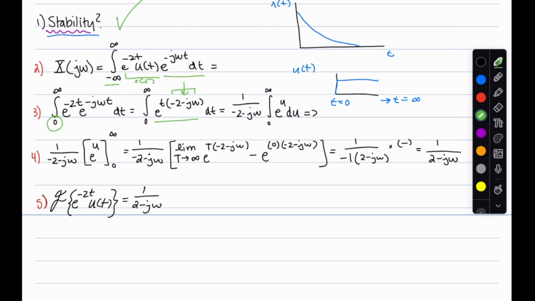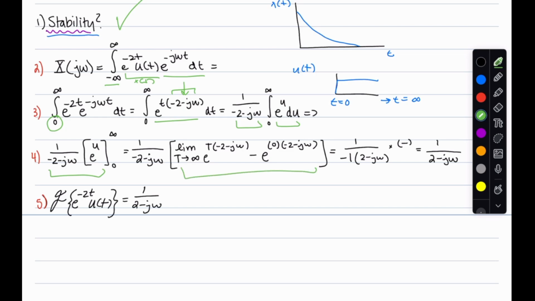Now, using u substitution, which all of you should probably know if you're watching this video, we can take out the constant by dividing out 1 over negative 2 minus j omega. Then we have this really simple integral in here, e to the u du. We all know that the integral of e to the u is simply just e to the u. So at part 4 here, we have the constant 1 over negative 2 minus j omega multiplied by e to the u ranging from infinity to 0. So let's expand, let's solve, let's do it quick.